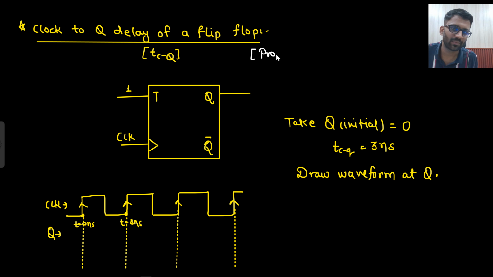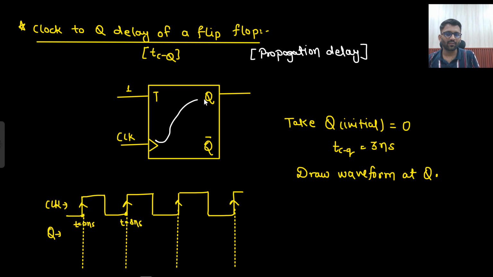Clock to queue delay is nothing but propagation delay. It is just the other name of propagation delay, but it is used only for flip-flops. Clock to queue delay, what does that mean? Going from here to here, how much time it will take. Let's understand with an example. Take initial condition Q equals 0, clock to queue delay is 3 nanosecond, and you need to draw the waveform at Q. T equals 1, that means it is in toggle mode, right?